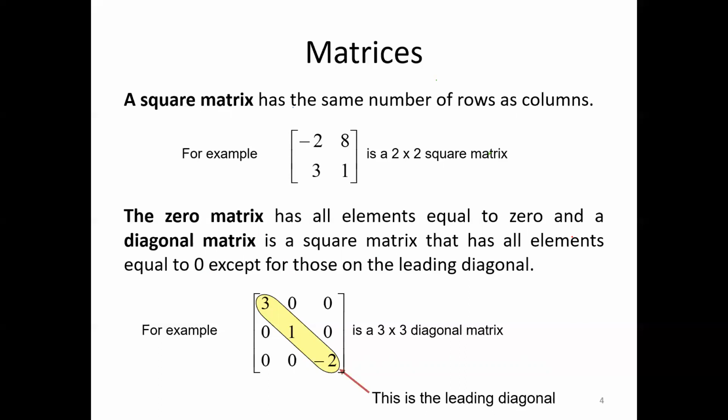Another thing is the diagonal matrix, which is a square matrix that has all elements equal to 0, except for those on the leading diagonal. As you can see here, it's shaded with yellow. This is the leading diagonal, which has elements not equal to 0. So we call this a diagonal matrix.